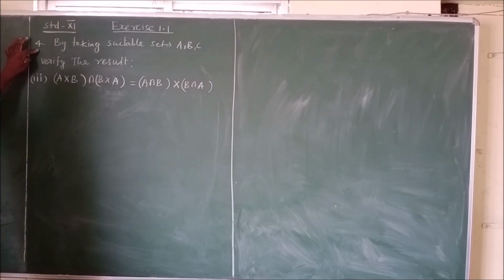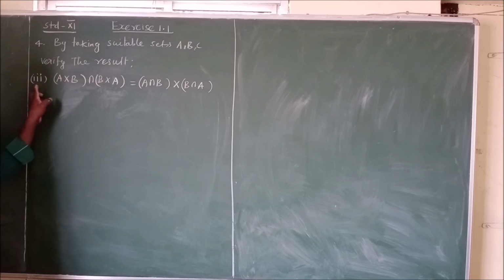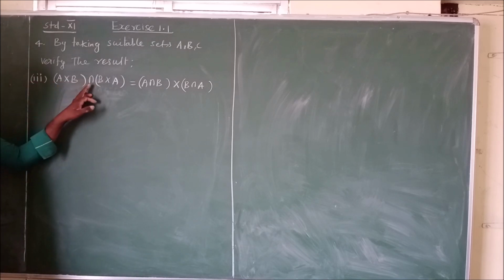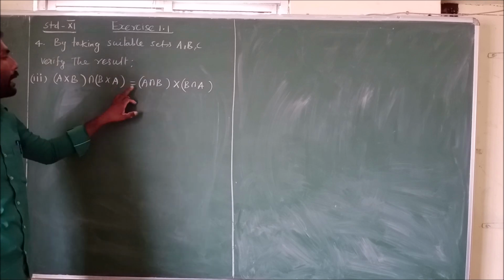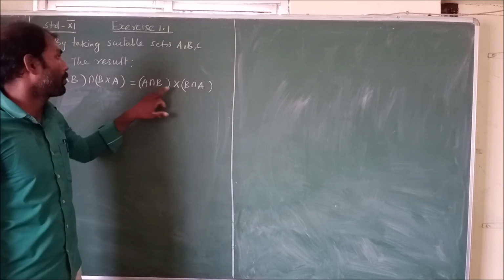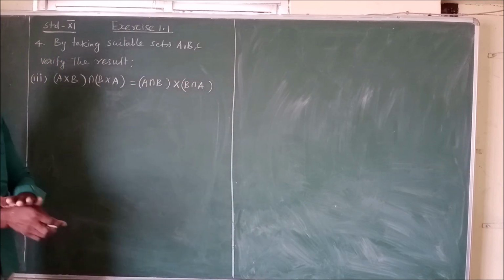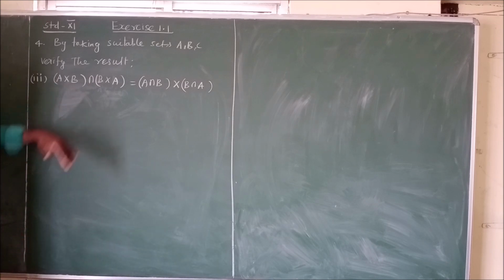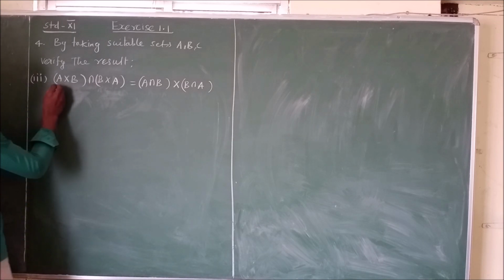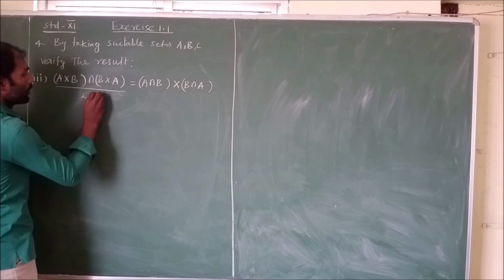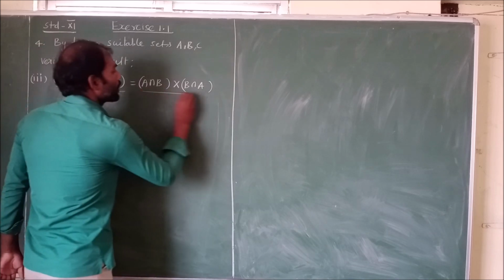Fourth problem: by taking suitable sets A, B, C, verify the result. Third subdivision: A cross B intersection B cross A equals A intersection B cross B intersection A. So first we have to find out the LHS. Both terms are LHS and this one is RHS.